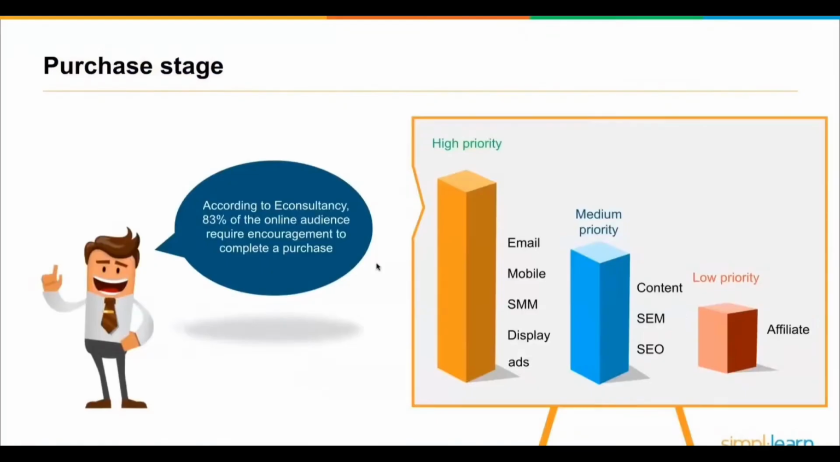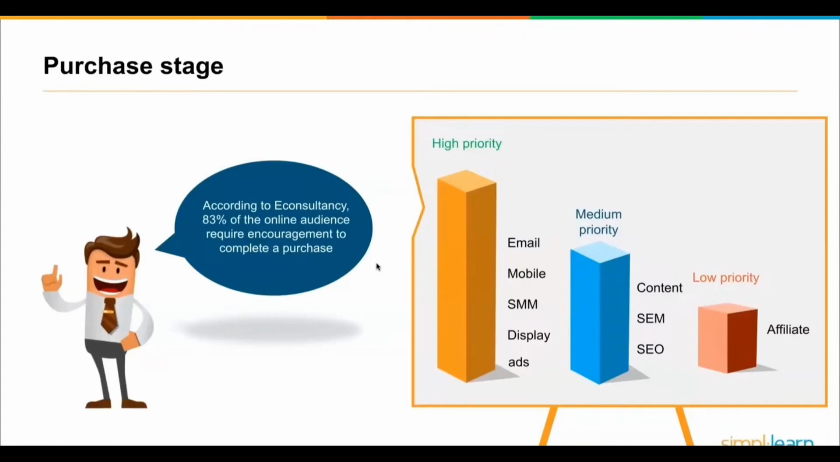Now with the purchase stage, according to eConsultancy, 83% of the online audience require encouragement to complete a purchase. Encouragement, what does that mean? Well, it could mean providing a promo, giving them that extra incentive. If you don't offer promo, consider it, especially on the email. And the example we looked at earlier, sending out an email means that if the promo is going to end at midnight, send that email out and tell people they have until midnight. And if they purchase today, you'll even increase it to 20%. And email is a good channel for that.